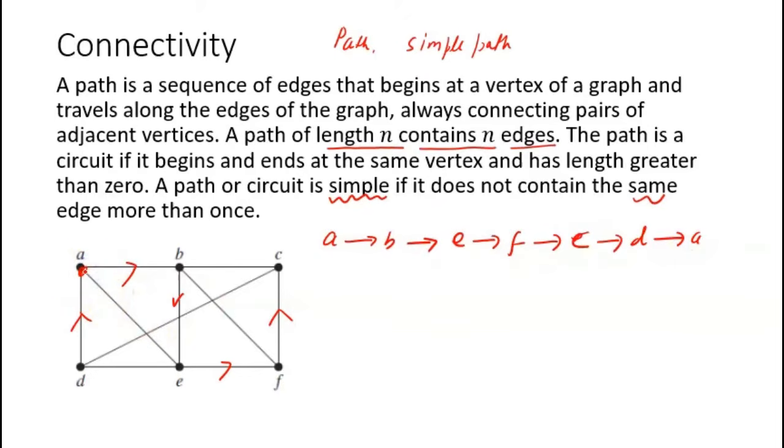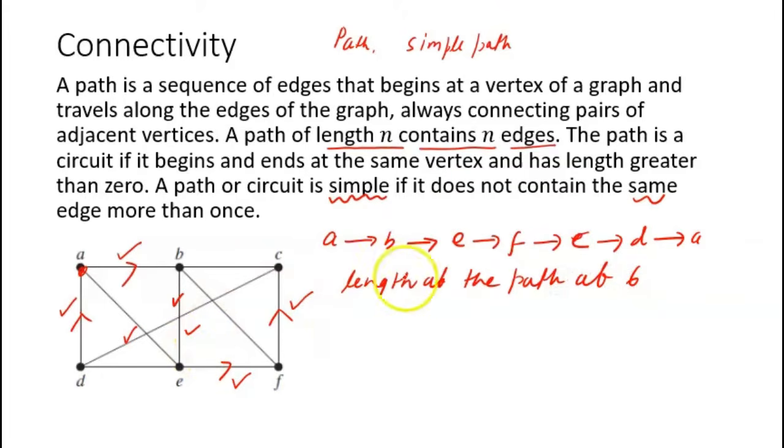I started at A, and I moved from A to B, so this is the first edge that I traveled. Then B to E, the second edge. Then E to F, the third edge. Then F to C, the fourth edge. C to D, the fifth edge. And D to A, the sixth edge. So what is the length of this path? The length of the path here is equal to 6.